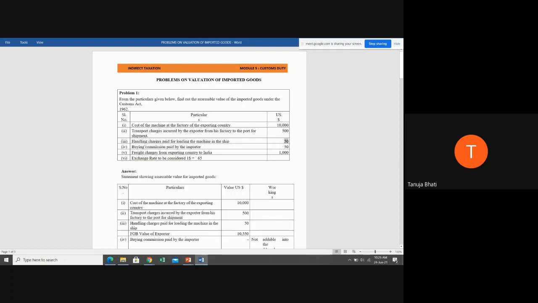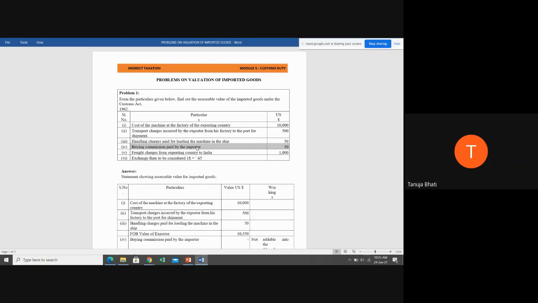Correct? Now, next, buying commission paid by the importer. Yesterday we saw rule number 10, sub rule 1, where we saw that when the importer is incurring any expense in the form of commission or brokerage, it should be added. Exception, buying commission. So tell me, students, should buying commission paid by the importer be added to the assessable value?